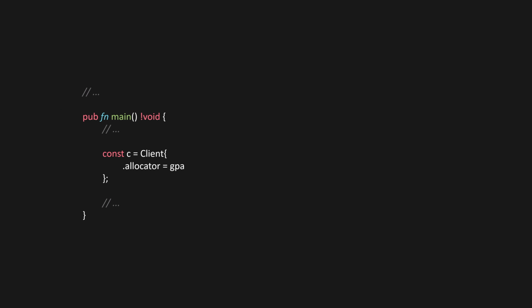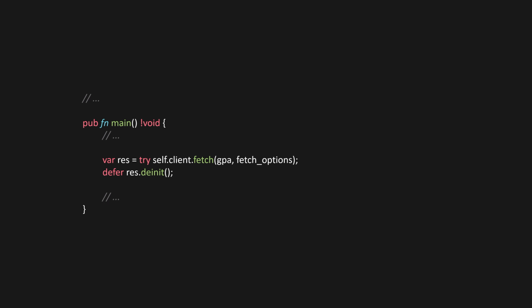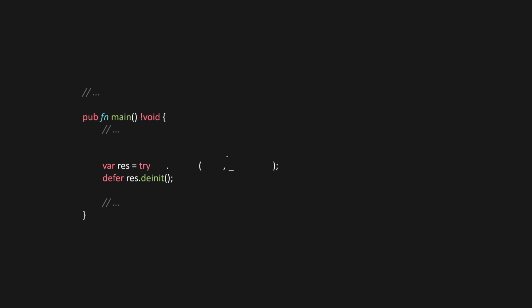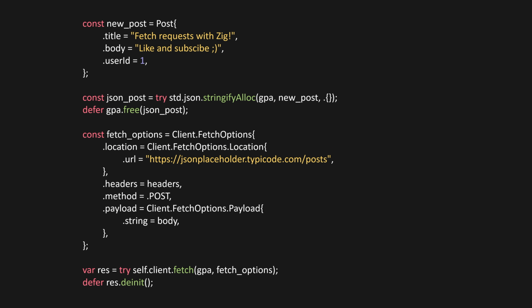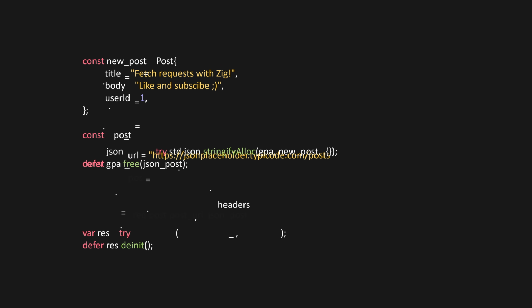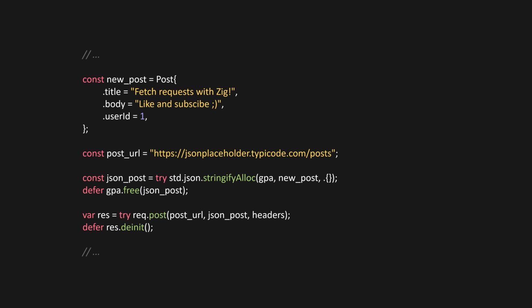Now, instead of initializing a client, we can initialize our fetch request struct. We can update our get request like so to use our new get method. Just like our get refactor, we can do the same with our post request and update it to use the post method. And with that, we have a full struct that allows us to do blocking GET and POST requests.